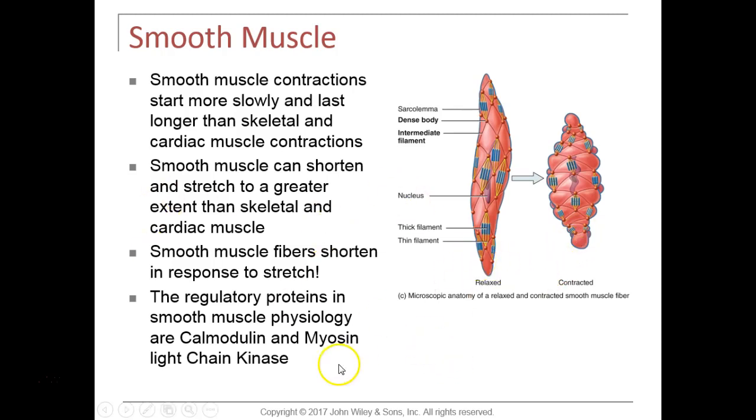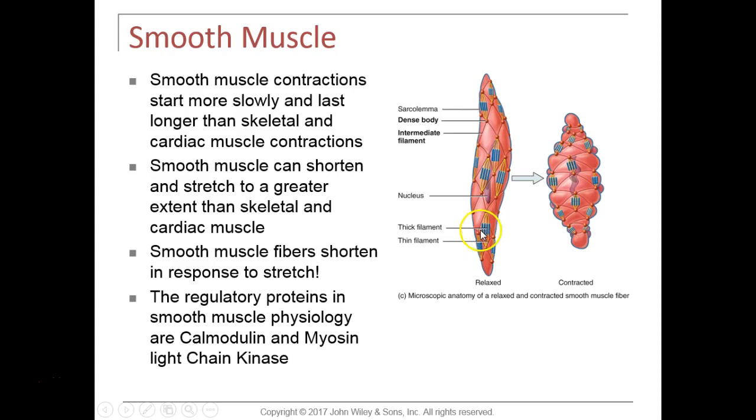The main difference I want you to know are these regulatory proteins. In smooth muscle, there's no troponin and no tropomyosin. We have calmodulin and myosin light chain kinase instead. So calmodulin takes the place of troponin. Remember, troponin binds calcium. In smooth muscle, calmodulin binds calcium. So when calmodulin binds to calcium, calmodulin activates myosin light chain kinase, and myosin light chain kinase then activates the myosin molecule, which then pulls on the thin filament and brings about contraction.